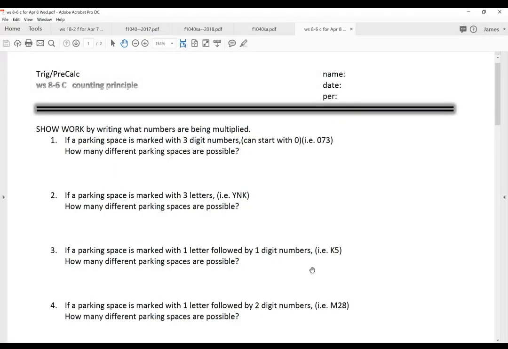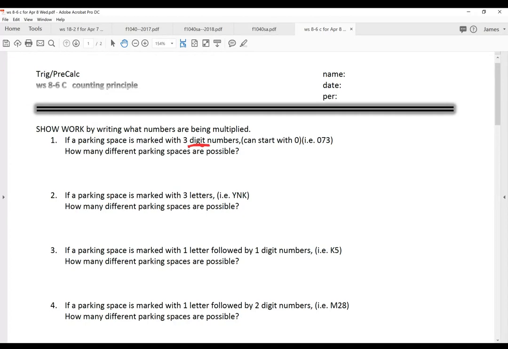it says a parking space is marked with three-digit numbers. So that word digit numbers, it refers to the 10 number system. There's other number systems like hex system or binary system, but we know we're talking about 0 through 9, which is 10 numbers when we talk about digit numbers.